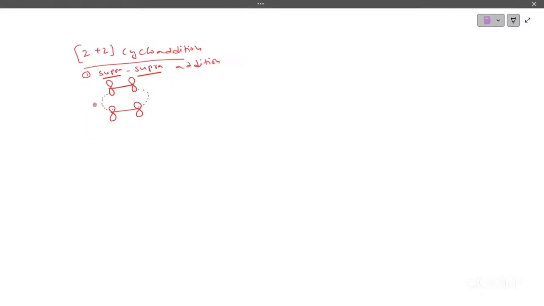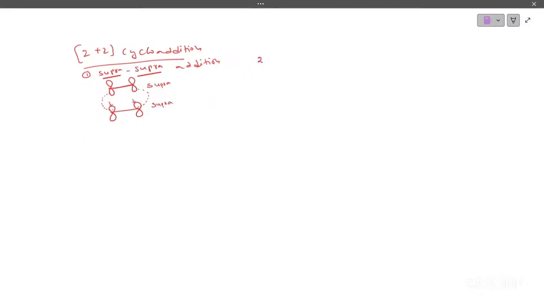You hide the second pi system. First you hide this one. Within this pi system, consider whether the interacting lobes are on the same side or opposite sides. These two lobes are on the same side. Therefore, with respect to this pi system it is supra. Now coming to the second pi system, the interacting lobes are also on the same side. This is also called suprafacial interaction.